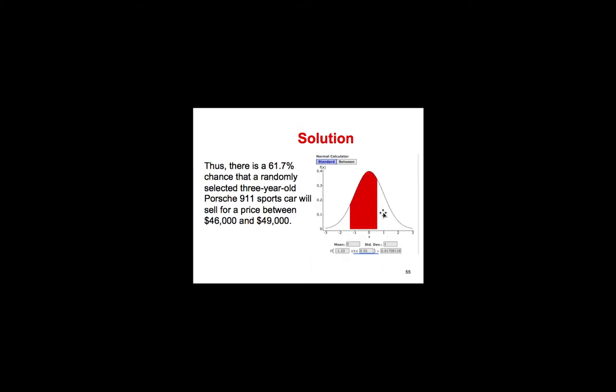So here's a screenshot. Here are the two Z values of minus 1.33 and 0.55, and here is the reported probability of 61.7%. So there's a 61.7% chance that a randomly selected Porsche 911 will sell for a price between $46,000 and $49,000.